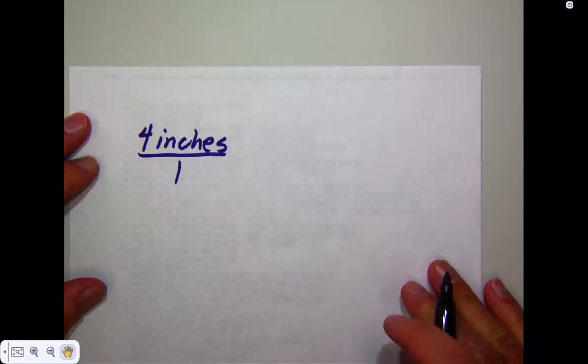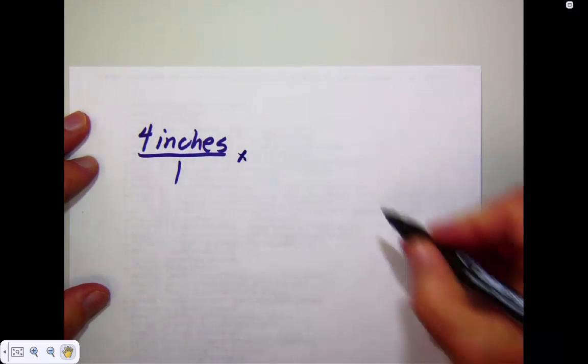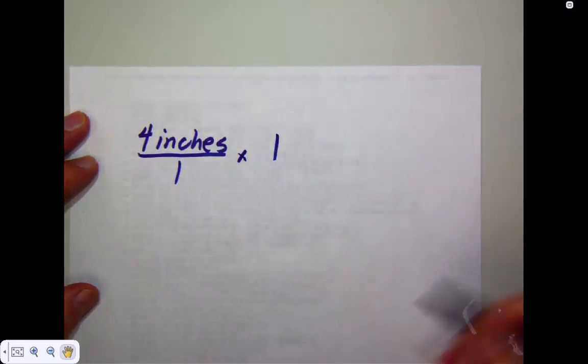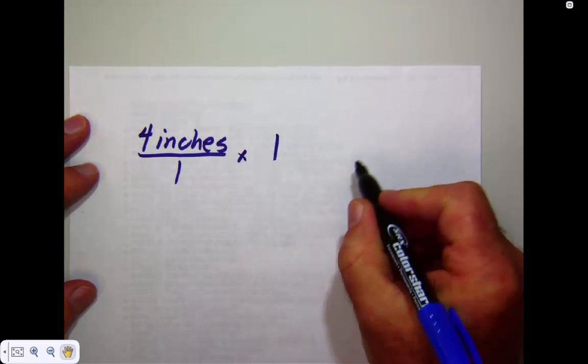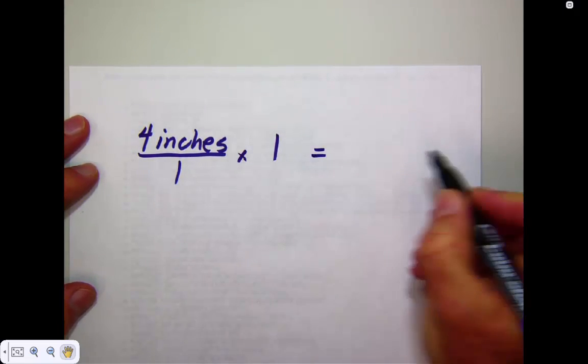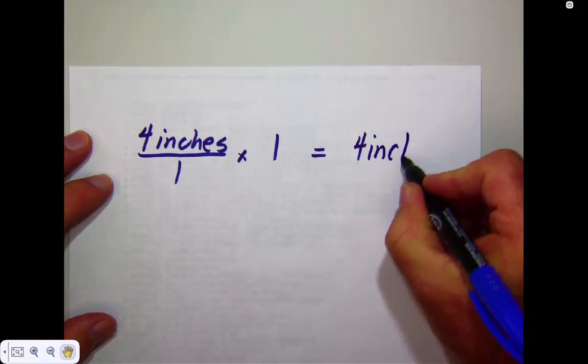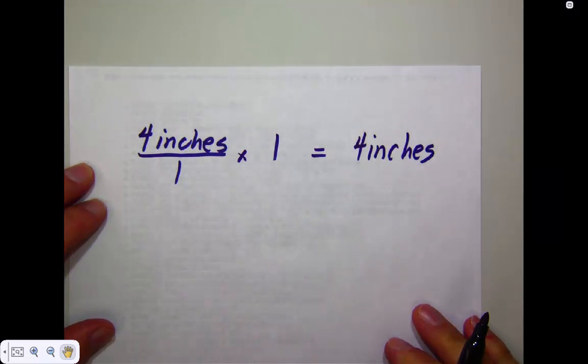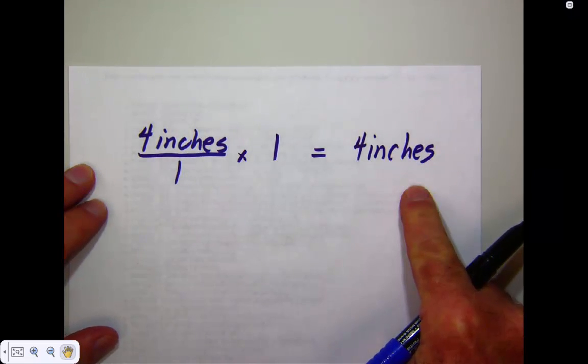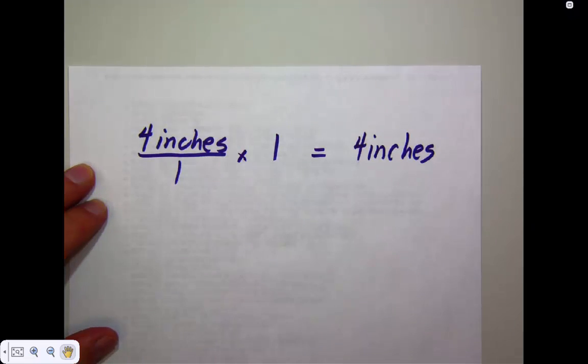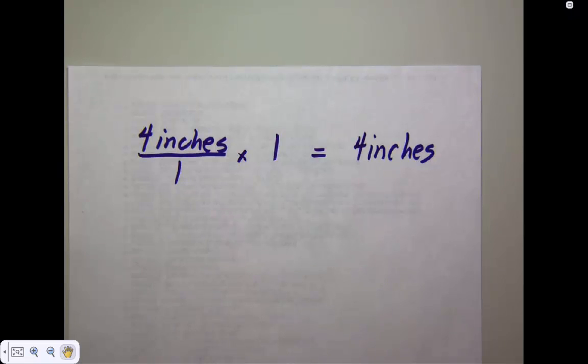Now let's recall another very important rule of math, and that is anytime you multiply a number by 1, it doesn't change that number. So if you take 4 inches and multiply that by 1, you are going to get 4 inches. Multiplying by 1 doesn't change anything. It leaves it exactly as it is. But in our next example, we will show you how to use this very important simple rule of math to convert inches to any of those other measurements that we talked about earlier.